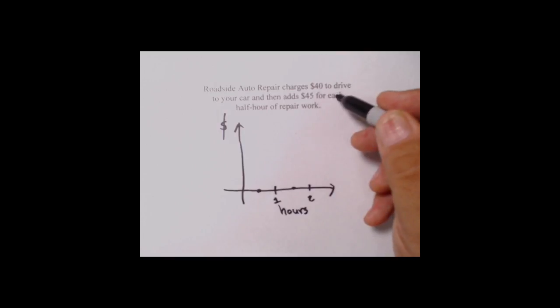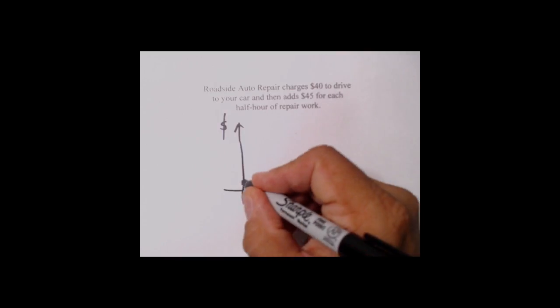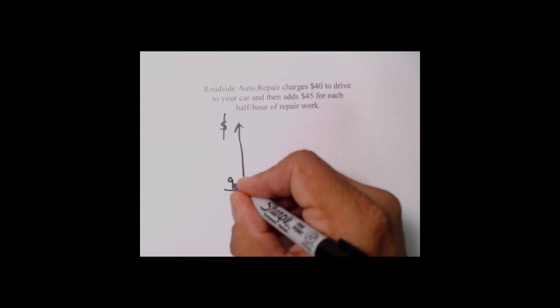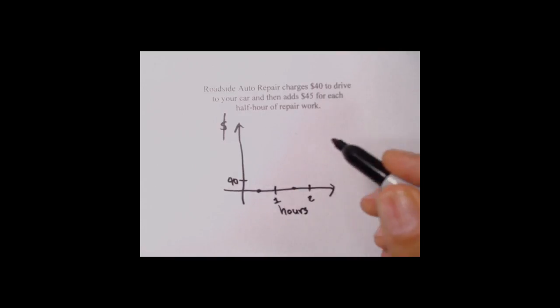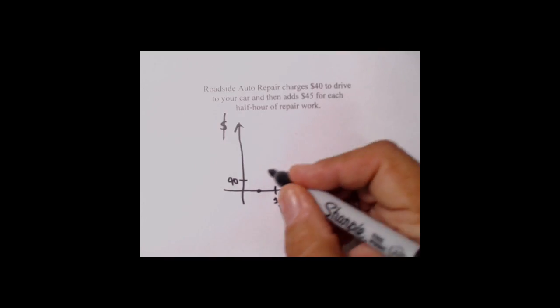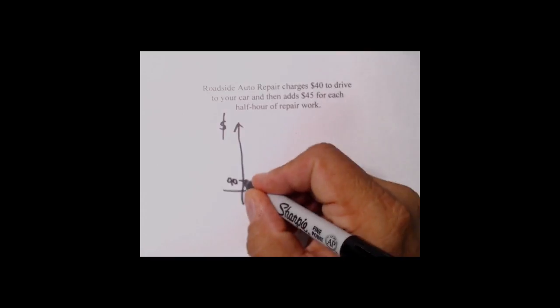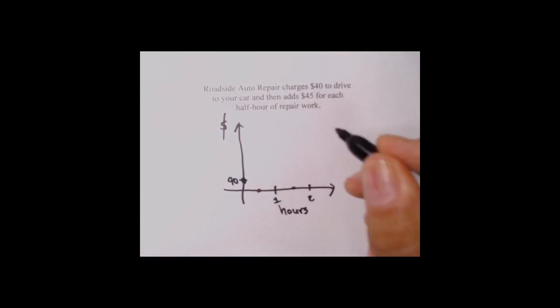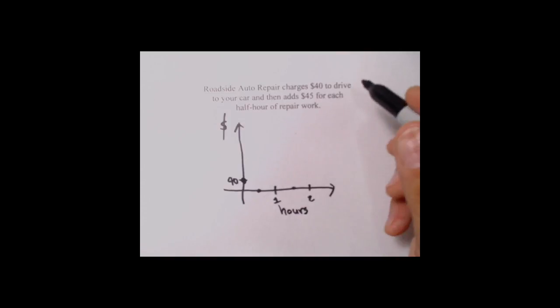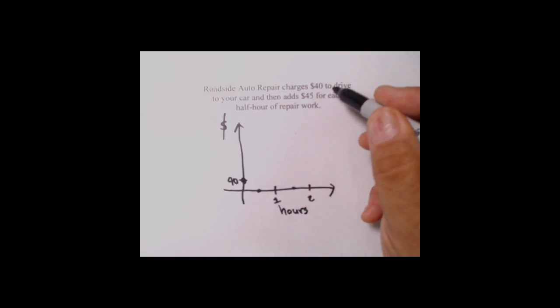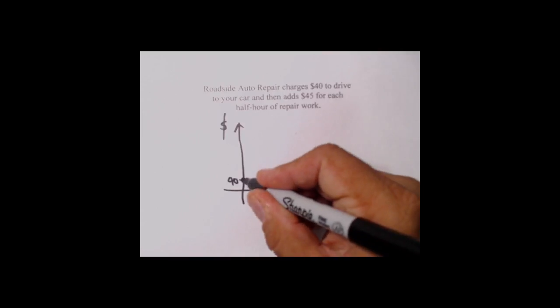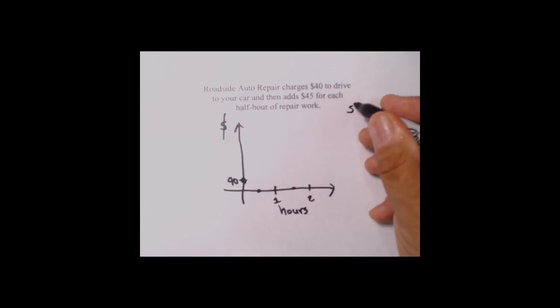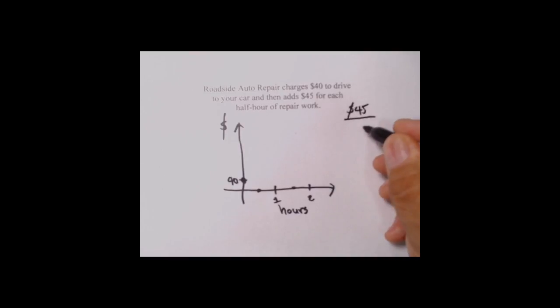Now, the initial charge of $40 right here. That's just for coming up to the car and saying hello to you. And there's been no time spent at the moment. So this is our y-intercept, our starting point right there. Now, they're going to charge $45 for each half hour. So let's write it down here: $45 per half hour.